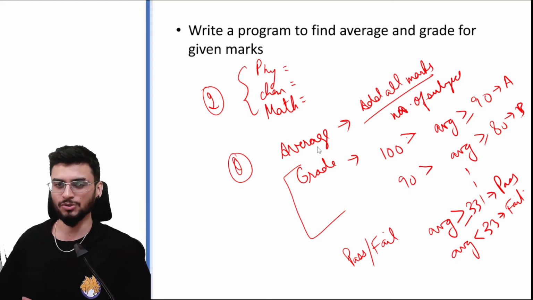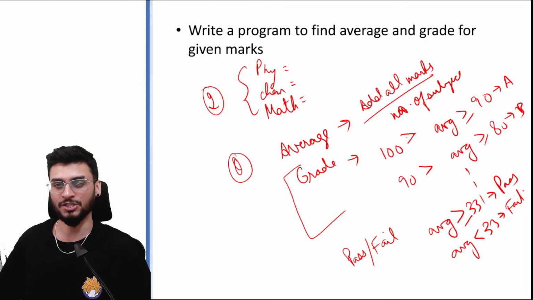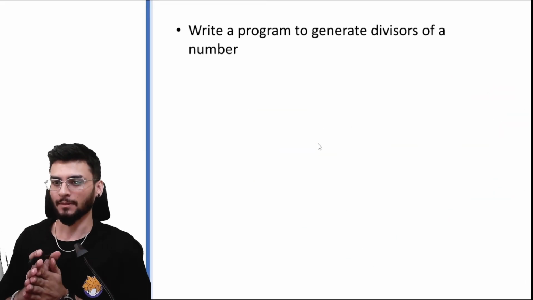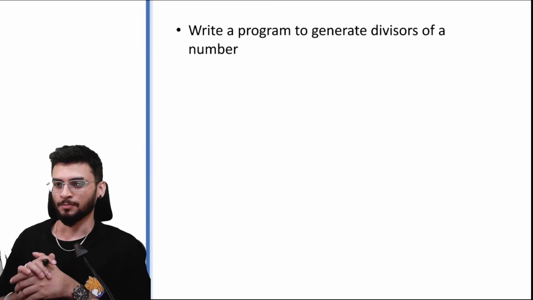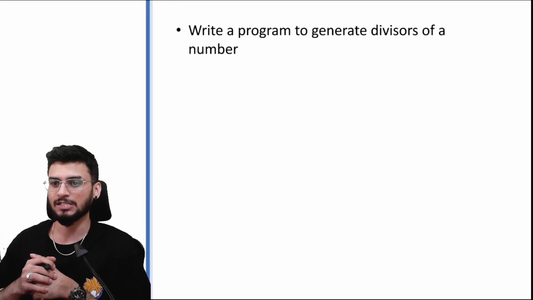Okay, so this was all calculation based. Let's move on to a bit of more logical type of programs where we try to find out the factorials, or maybe what are the divisors, how you can find out the prime numbers. So the first program that we see here is to generate divisors of a number.